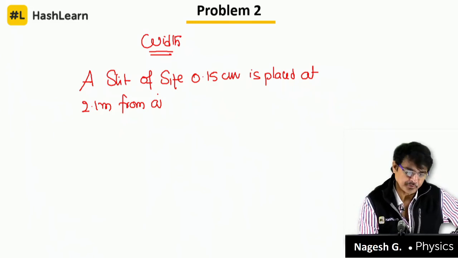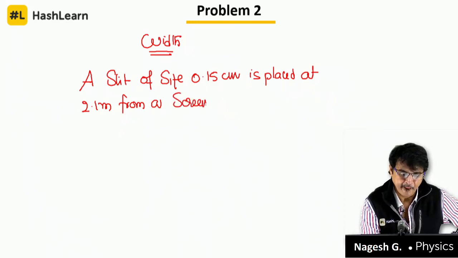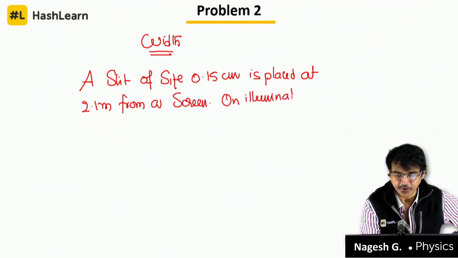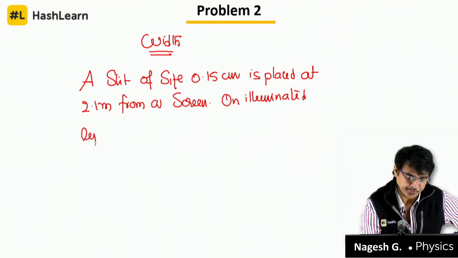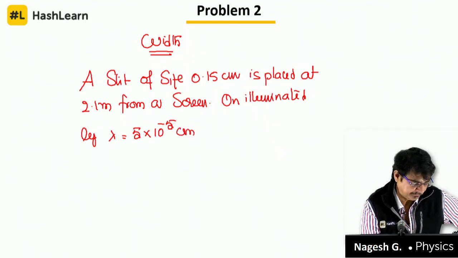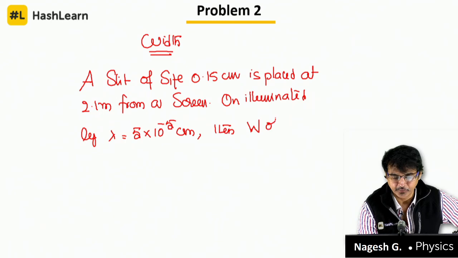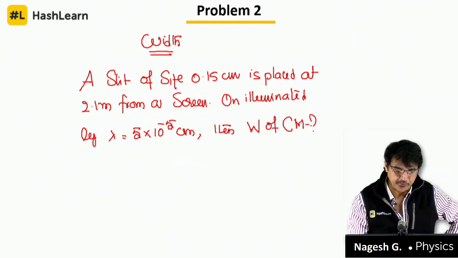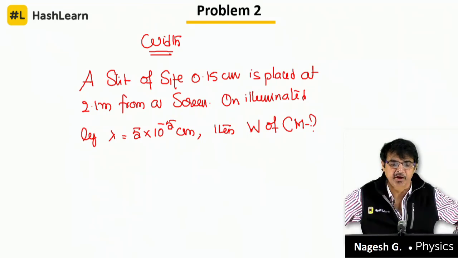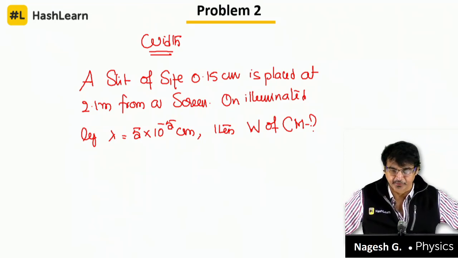2.1 meter from a screen, illuminated by light of wavelength lambda equal to 5 into 10 to the power of minus 5 centimeter. Then find the width W of the central maximum. I am giving the narration. A slit of size 0.15 centimeter.